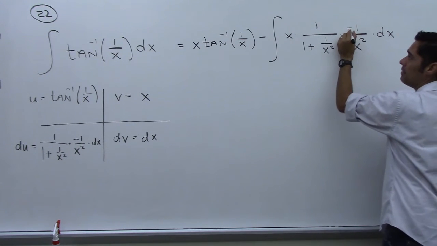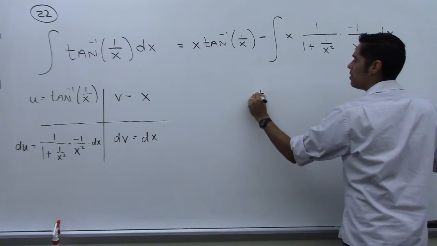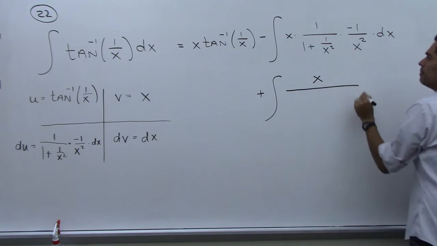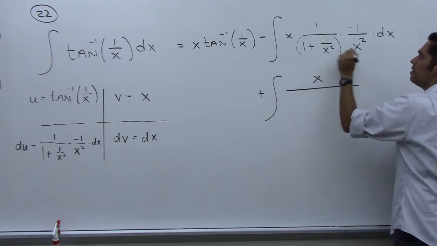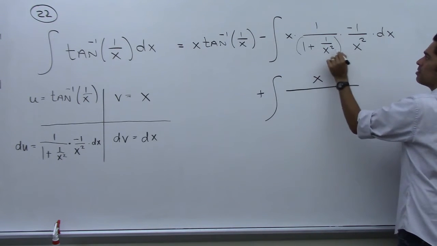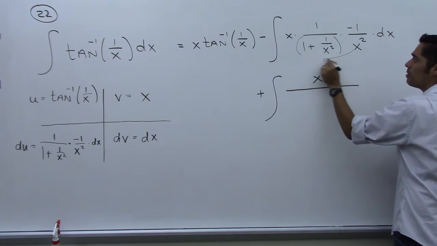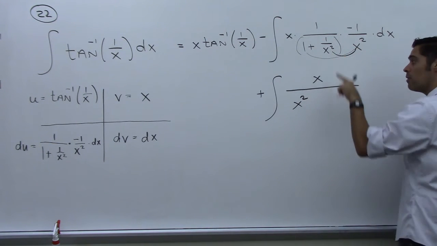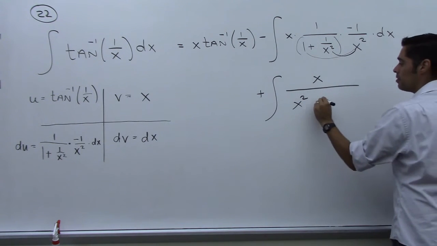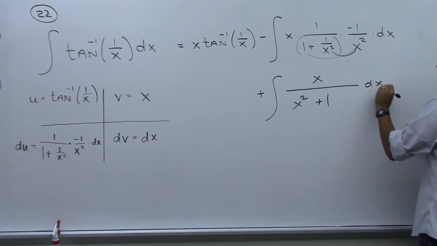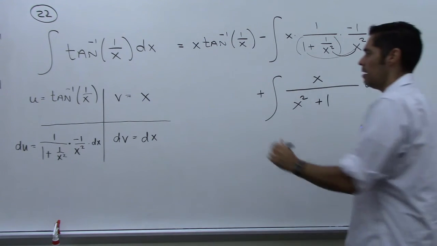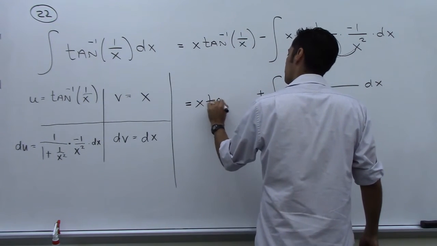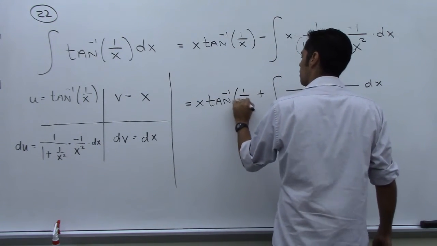I'm going to take the negative out and bring it out, so it's going to be plus the integral. The x is on top. On the bottom, notice I have this, and then there's an x squared out here. I'm going to distribute the x squared through. So x squared times 1 is x squared. And then x squared times 1 over x squared, the x squareds cancel, and you just get plus 1 dx. And look how clean this integral looks. Now in the front, I still have x arctan 1 over x.